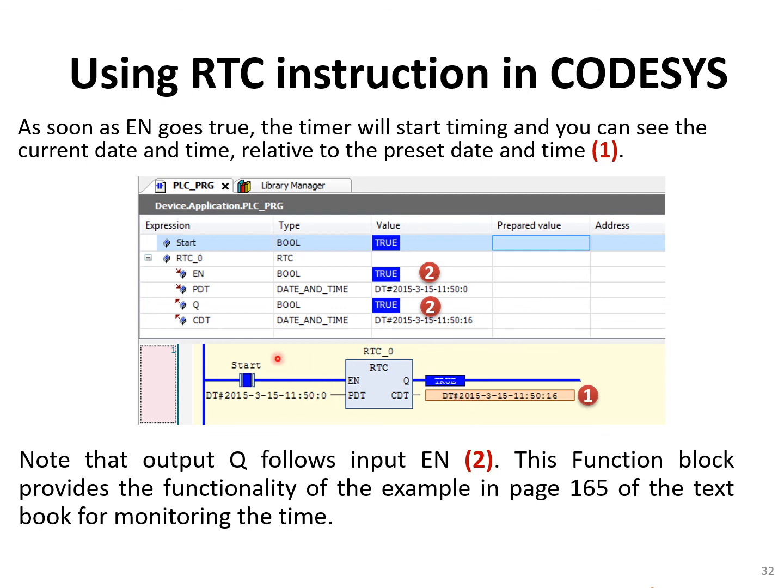Once the start becomes true, CDT will be exactly at the beginning the same as PDT, and then will increase relative to the PDT. Note that output Q follows input EN. So Q is true once the EN is true. This function block provides the functionality of the example on page 165 of the textbook for monitoring the time.